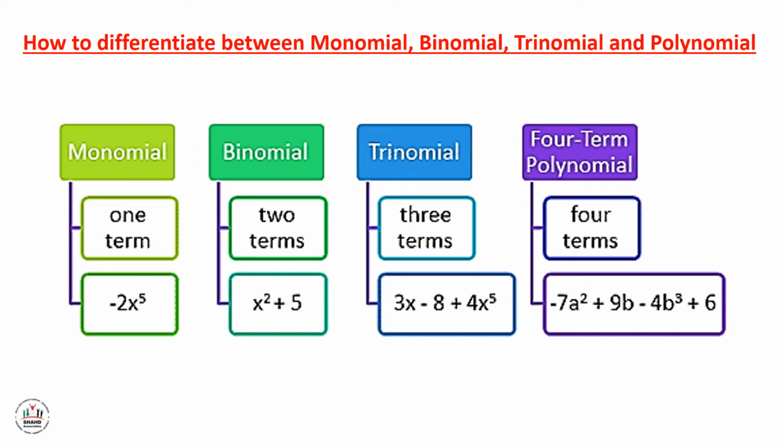Trinomial, when we have three terms, like 3x minus 8 plus 4x power 5. Four terms or more, we call it polynomial. So four terms, like minus 7a squared plus 9b minus 4b cubed plus 6.